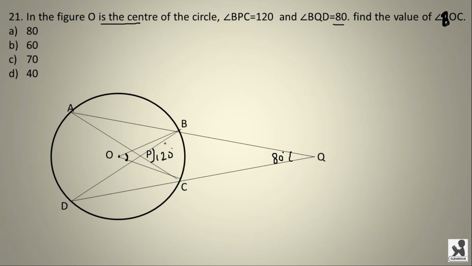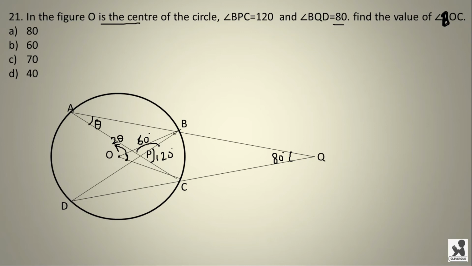To find angle BOC, if we find angle BAC and double it, we get the angle BOC. So we take this as theta, so that the value of BOC will be 2 theta. I think you guys understand this. Now consider the line APC. In the line APC, if this angle is 120 degrees, this remaining angle will be 60 degrees because it is simply a straight line.